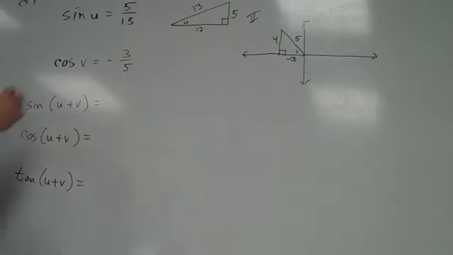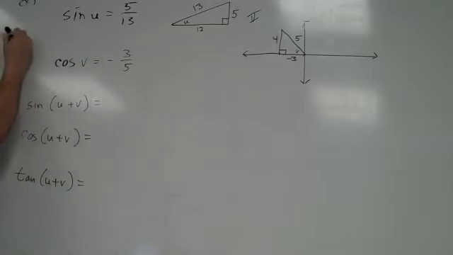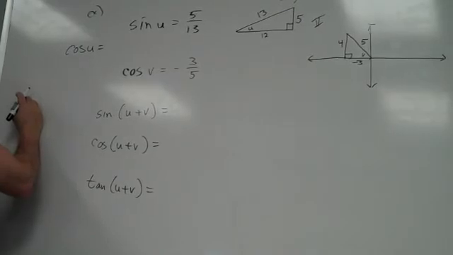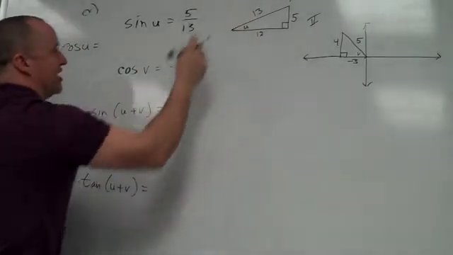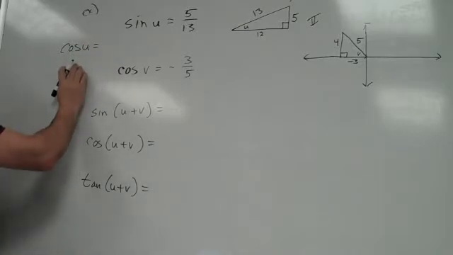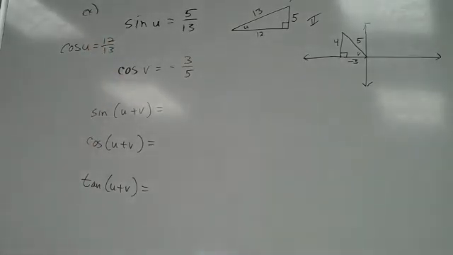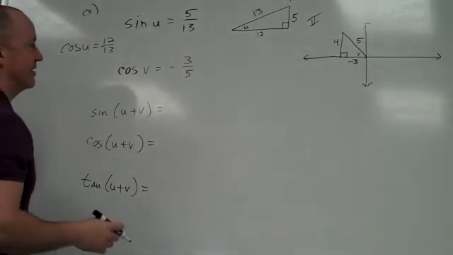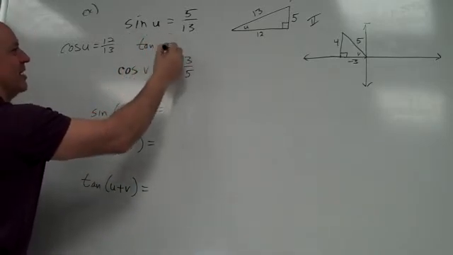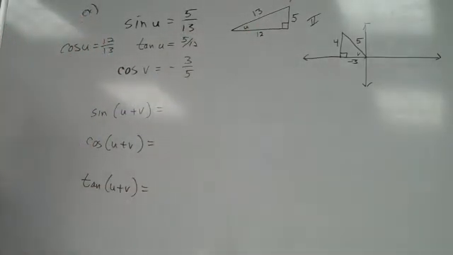But now with this, what is the cosine of angle U going to be now? The adjacent over the hypotenuse for angle U. Give me the numbers. 12 over 13. Any questions where that came from? Very simple, because it's adjacent over hypotenuse. And then the tangent of angle U is 5 over 12, because it's opposite over adjacent.